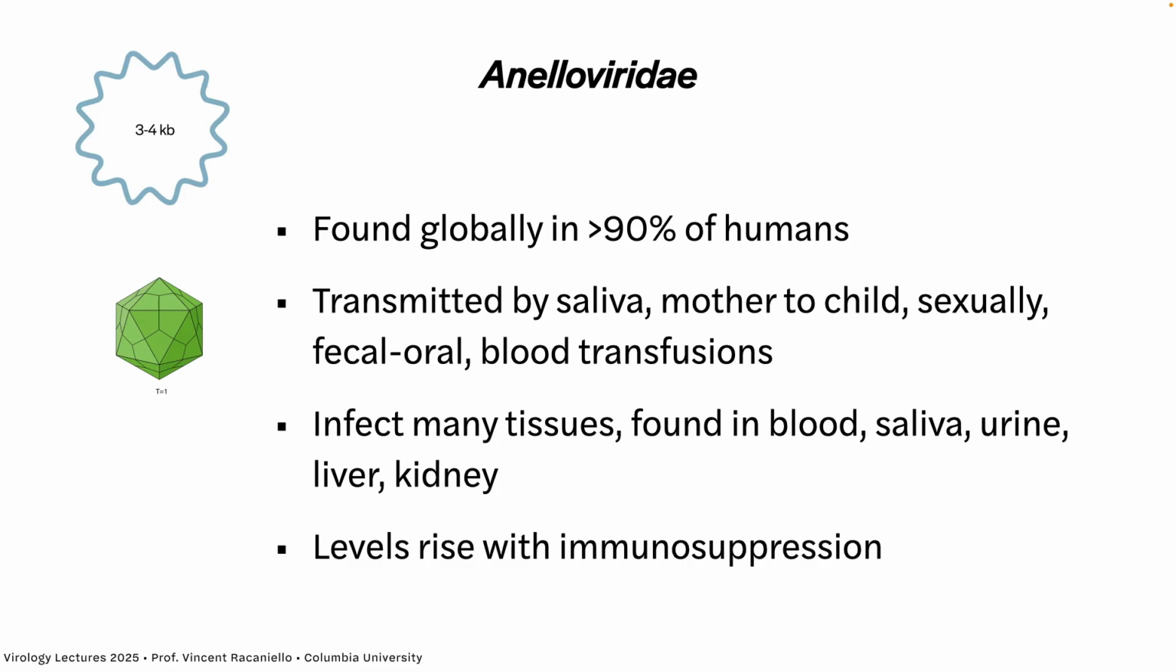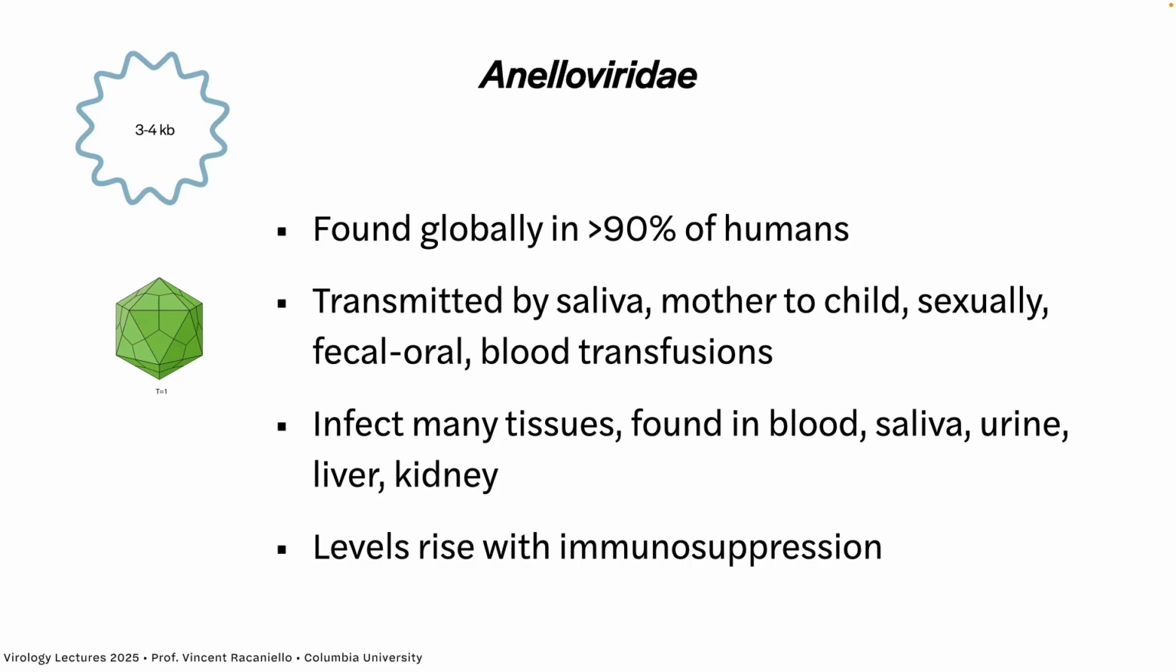If they threw out every pint of blood that was anellovirus positive, we wouldn't have a blood supply because we use donor blood. We don't know how to make blood yet. So these anelloviruses are benign, but when you get immunosuppressed, the levels go up. Again, signifying the immune system keeping this in check.